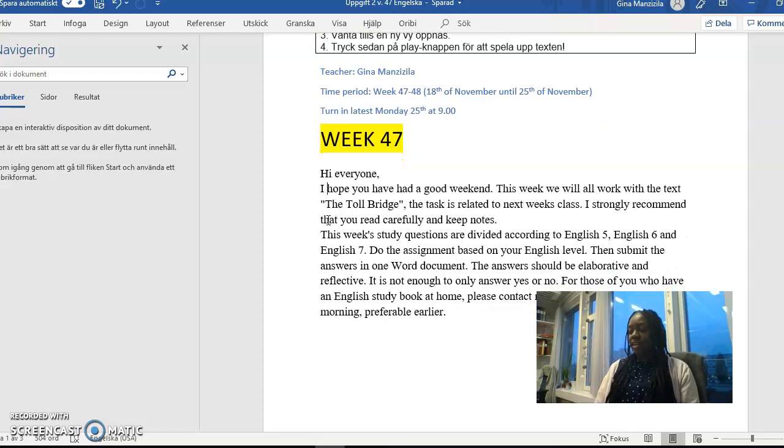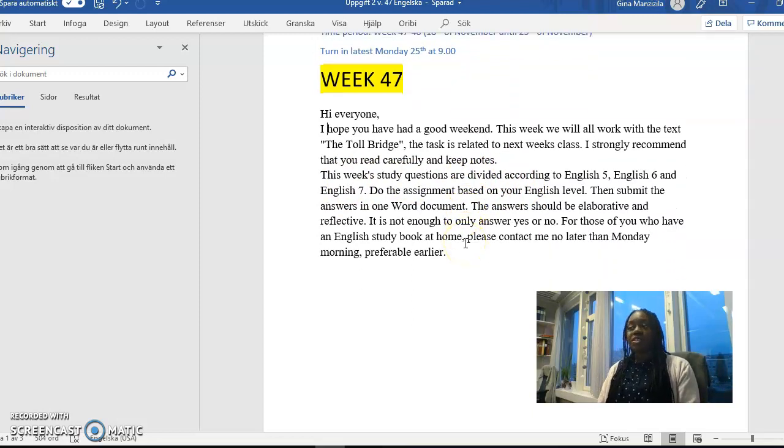This assignment is linked to next week's assignment. Today we are in week 47 and next week, week 48, we will also be working on this text, because there is a second text that you're going to get, and then you're going to need to do a comparison of both texts. So I strongly recommend that you read carefully and also keep notes so that you don't forget about the story or what is being told in this text.